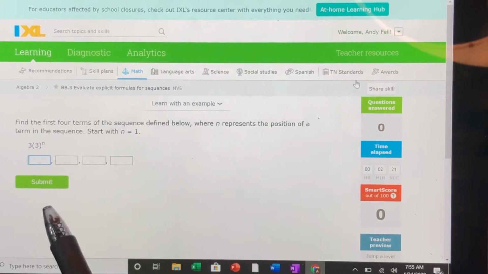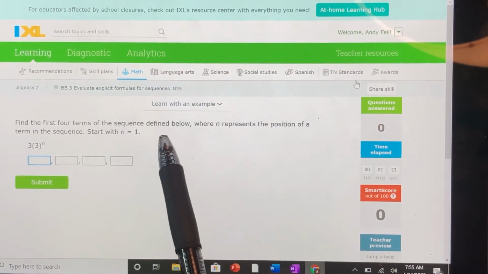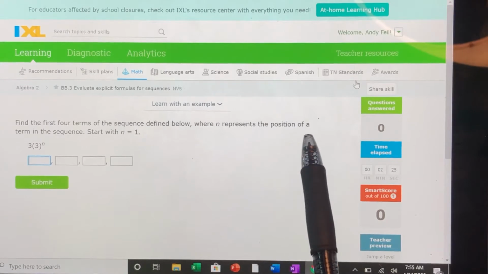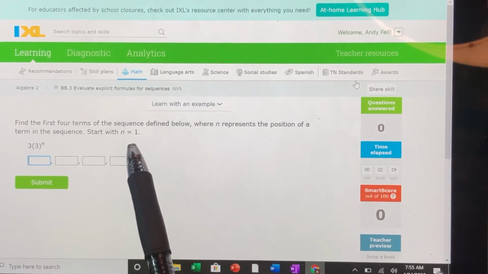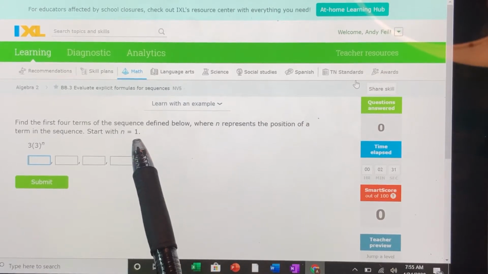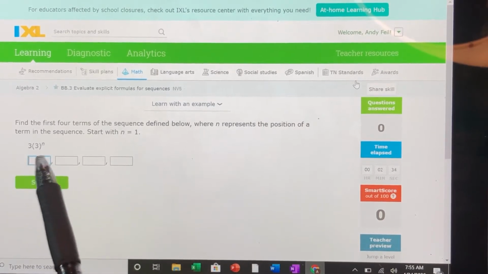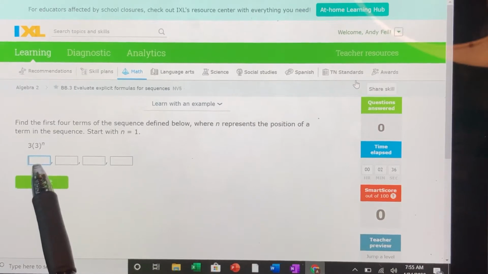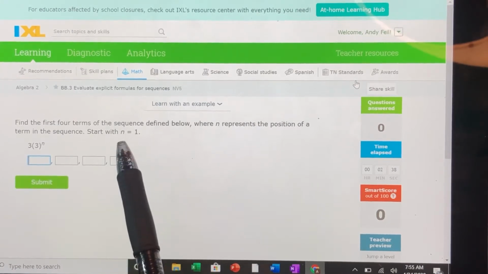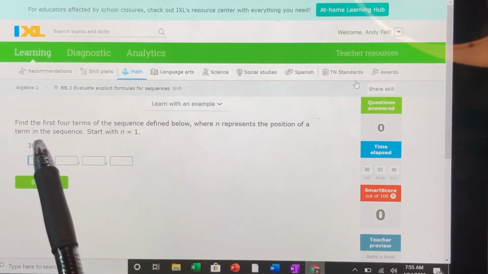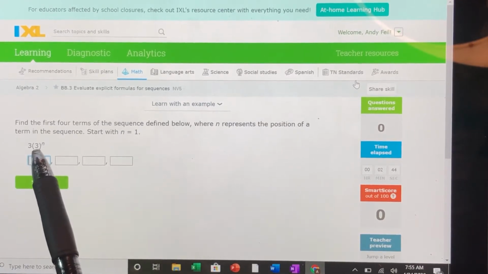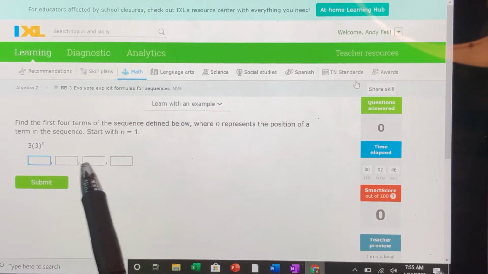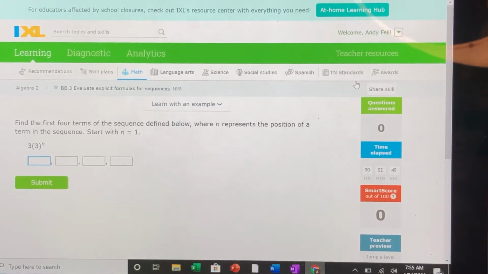So for this one, it says, find the first four terms of the sequence defined below, where n represents the position of a term in the sequence. Start with n equals 1. That just means we're going to start out with 1, plug it into this expression right here, and that will go here. And then we'll go to 2, and we'll plug a 2 in and put it right there. And then we'll do a 3 and plug it in, and so on. And then we'll do 4, and that's it. So they want us to find the first four terms of this sequence.